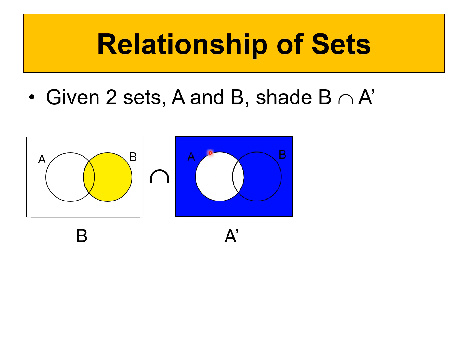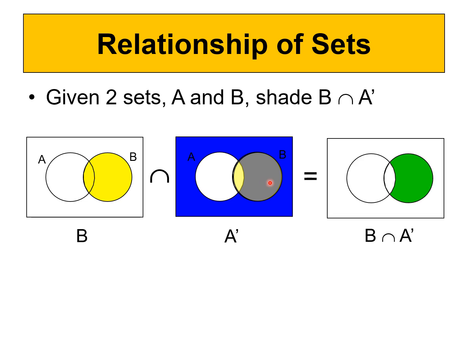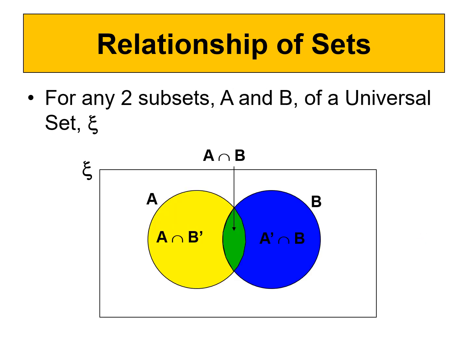Again, A complement refers to all the region that is outside of set A. So combining these two, I move set B over to the other set. Again, I'm looking for the common region, the overlapping region. The overlapping region is where my pointer is. Again, blue and yellow, I combine. This will give me green. So this green region here represents the set for B intersect A complement.